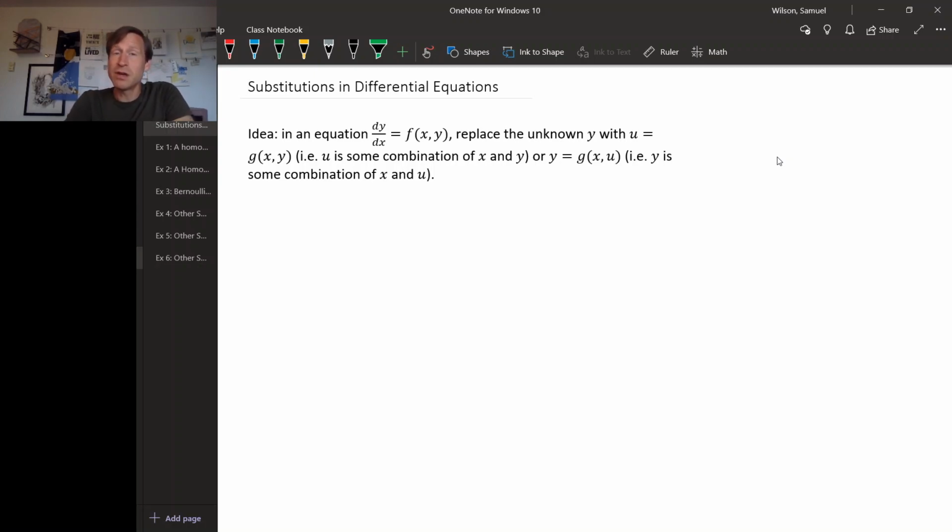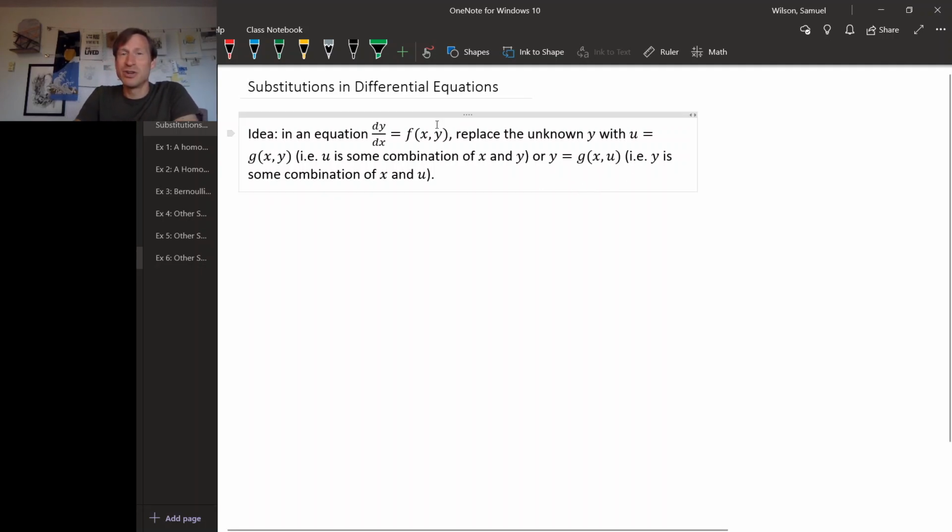Well, we can do the same thing with differential equations, although we will have to be careful about translating the old equation into the new equation when we do the substitution. Let me show you what I mean.